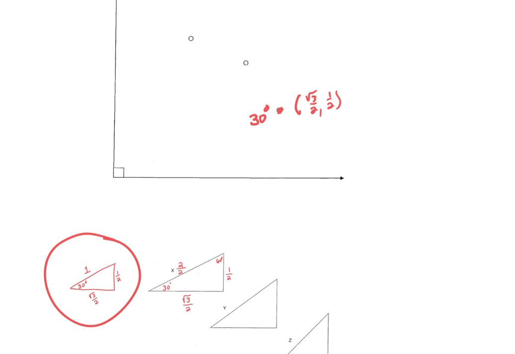Okay. All right, and then lastly, quadrant 4. Positive square root of 3 over 2, and then a negative 1/2.